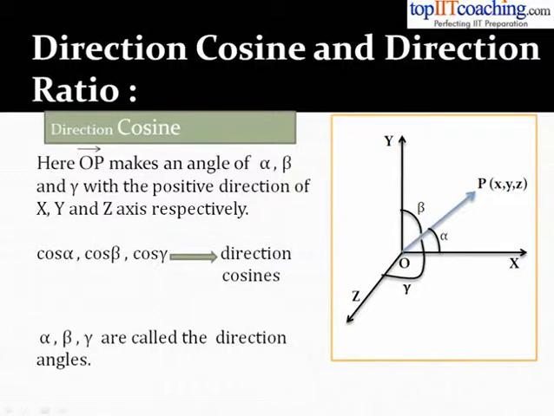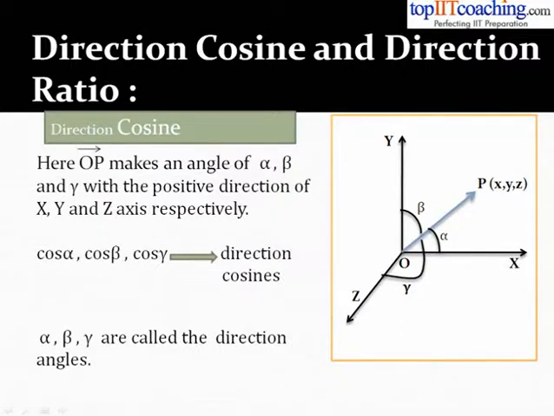Now consider these three mutually perpendicular axes, x-axis, y-axis and z-axis. Now if we have any point P(x, y, z) in space, then OP becomes a line segment. Let us say that this line segment OP makes an angle of alpha with the x-axis, beta with the y-axis and gamma with the z-axis. Then cos alpha, cos beta and cos gamma are known as the direction cosines. Alpha, beta, gamma are called the direction angles.